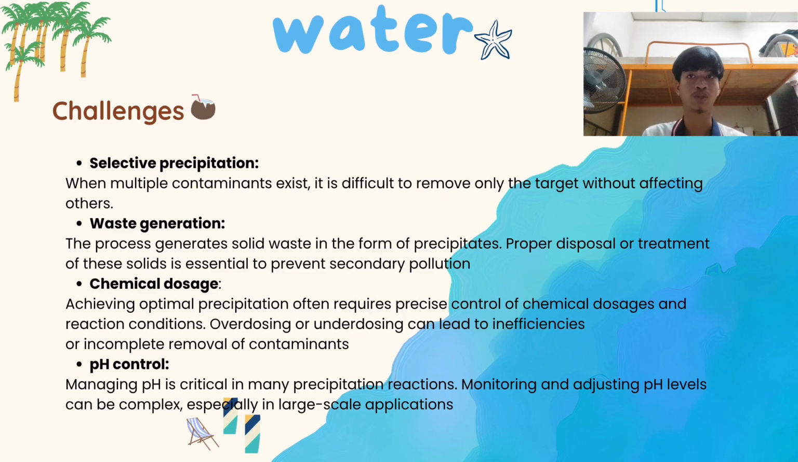And lastly, pH control. Managing pH is critical in many precipitation reactions. Monitoring and adjusting pH levels can be complex, especially in large-scale applications.